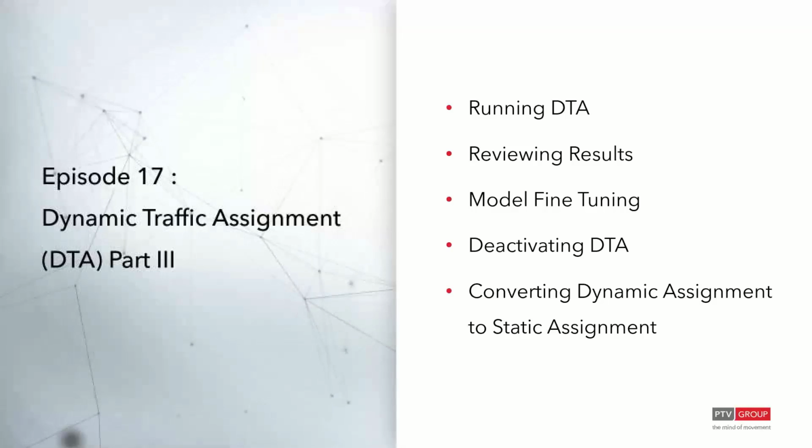So today we're going to be finalizing our discussion of dynamic traffic assignment. We're going to take a look at the process for actually running DTA, and then also look at how to review the results and then do some model fine-tuning. And then after that, we'll take a look at how we can deactivate DTA once we've reached a stable state in the model. And then we'll also take a look at the process for converting the final dynamic assignment model to static assignment if that's something you would like to do in the future.